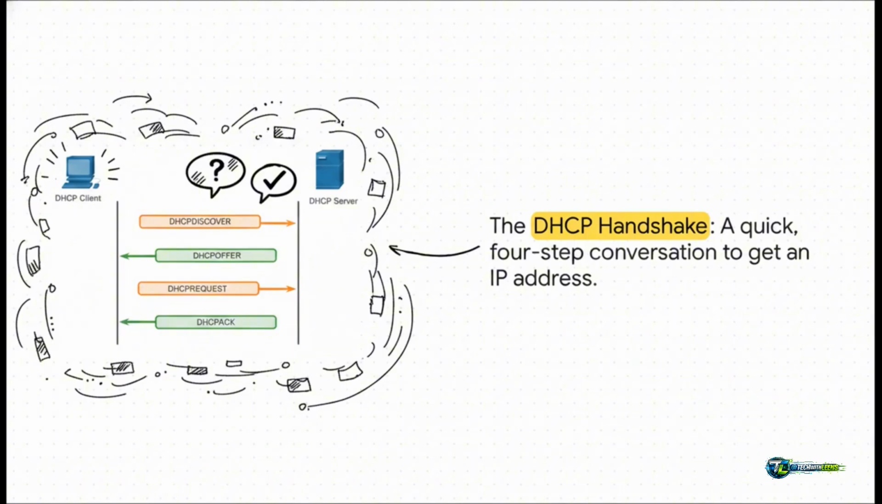It works with a super fast 4-step handshake. Some people call it DORA, for Discover, Offer, Request, Acknowledge. Your device shouts out a Discover message asking for an address. A DHCP server makes an offer. Your device sends a request for that offer, and the server locks it in with an acknowledgement. The whole negotiation happens in the blink of an eye.